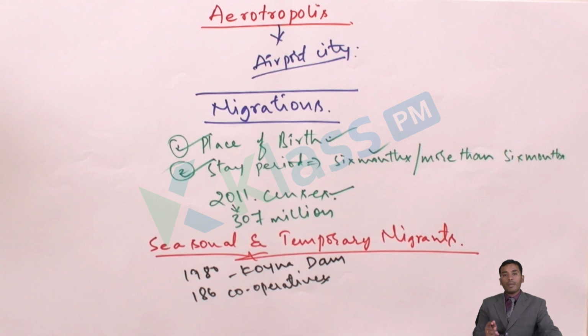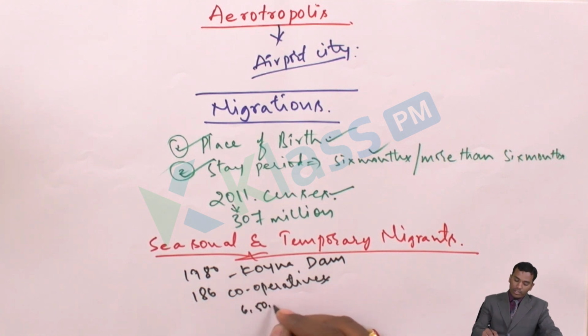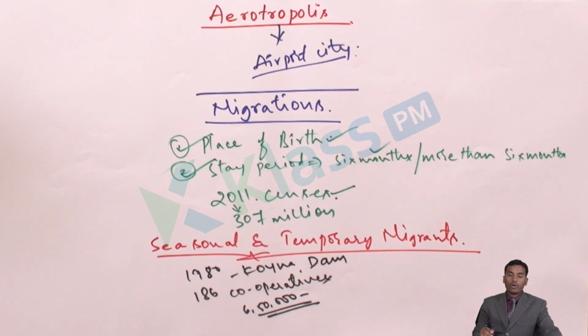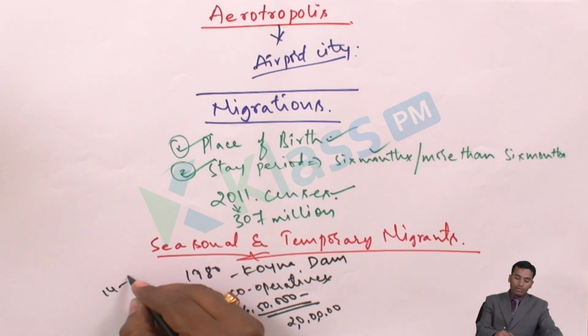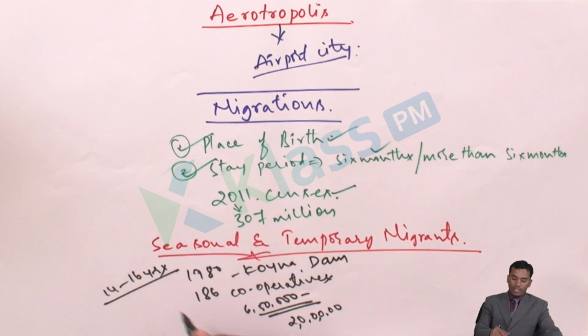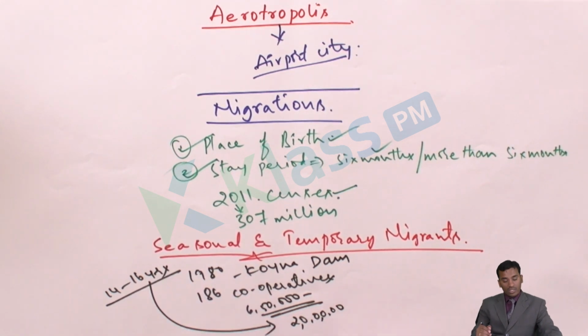Here, people from central Maharashtra as well as from eastern Maharashtra will be migrating, and even from nearby states, people will be migrating to Maharashtra, particularly towards western Maharashtra. Every year, about 6,50,000 people will be migrating. Out of these 6,50,000 people, more than 2 lakh are school going children at the age of 14 to 16 years.